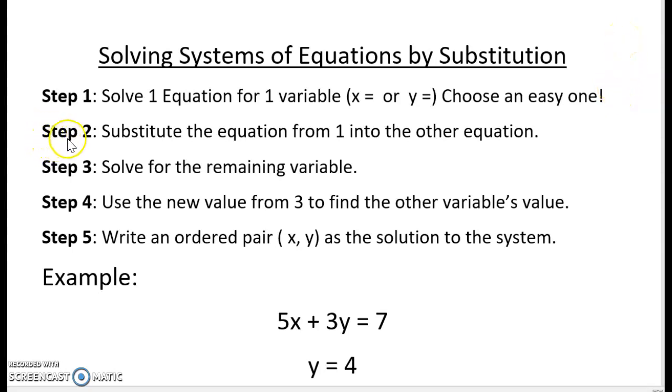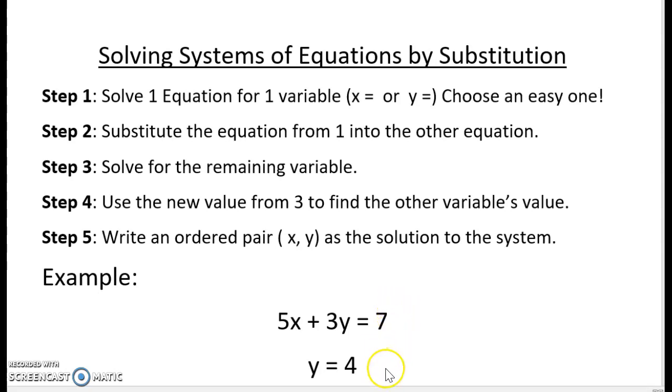Okay, step 2 will be to substitute the equation from step 1 into the other equation. Step 3, we're going to solve for the remaining variable. Step 4, use the new value from the remaining variable to find the other variable's value. I know, lots of words in here. Step 5, write an ordered pair, which, remember, ordered pairs are x comma y, as the solution to the system. So lots of steps, and it's actually fairly simple. So let's look at an example.